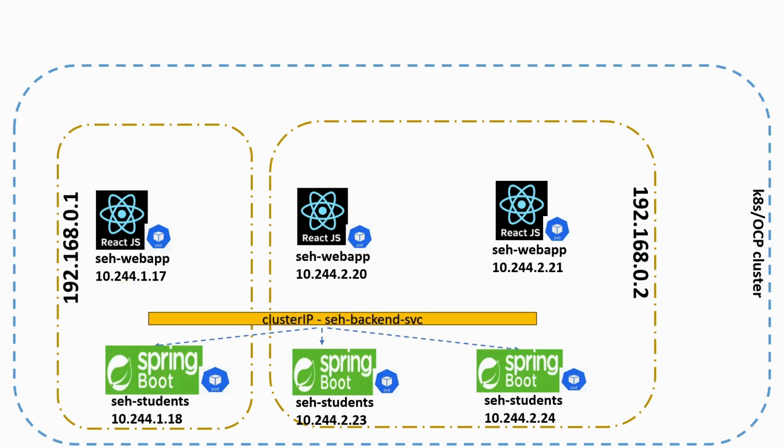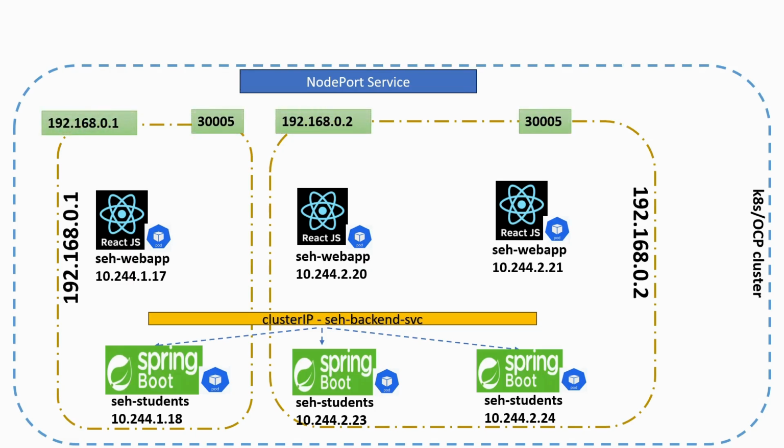Now coming to the front-end application. Front-end applications are meant to display UI and they need to be accessed from the external world, like from a browser. This is where a NodePort service can be used. Using NodePort service, we can access the front-end application from external traffic. For example, through a browser using the worker node IP and a NodePort value, which is 30,005 in our case. But here is an important point. Because NodePort requires us to open ports on worker nodes, it is not secure, and that is why NodePort should not be used in real world or production environments.